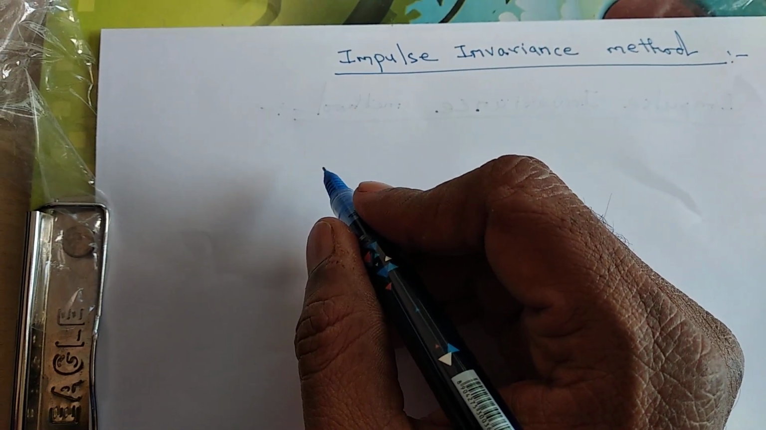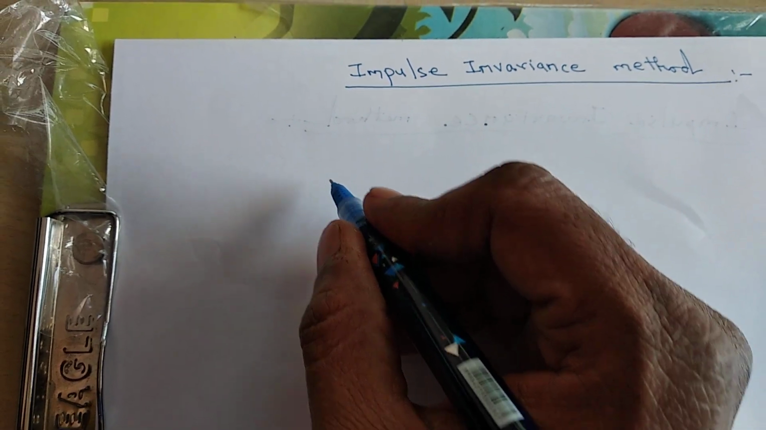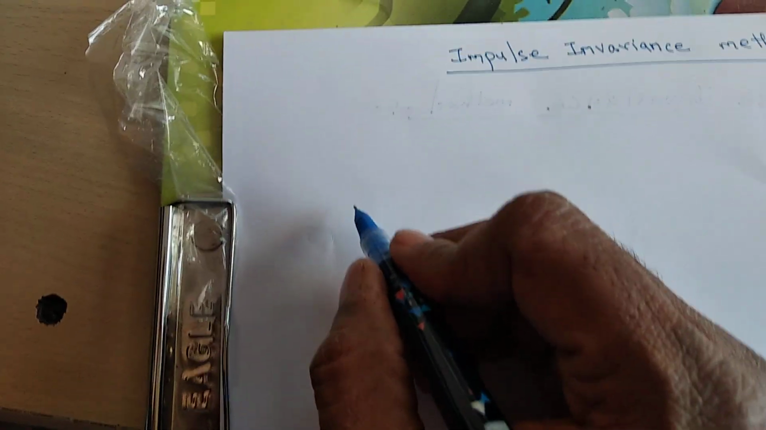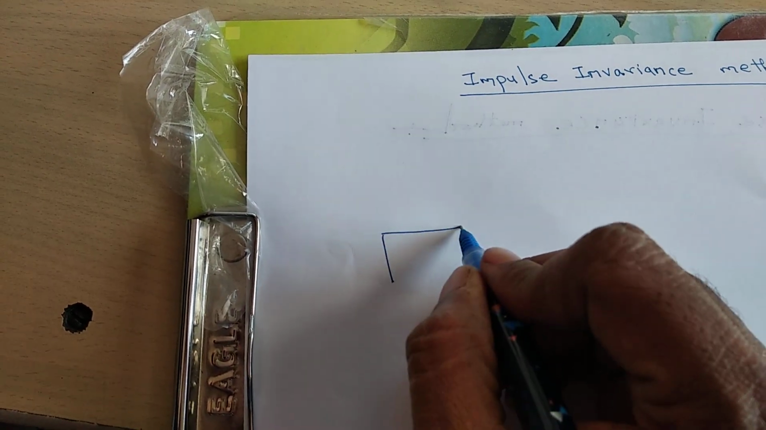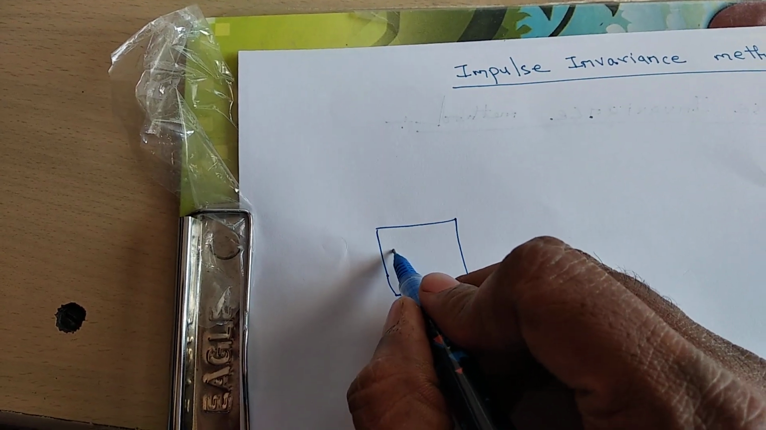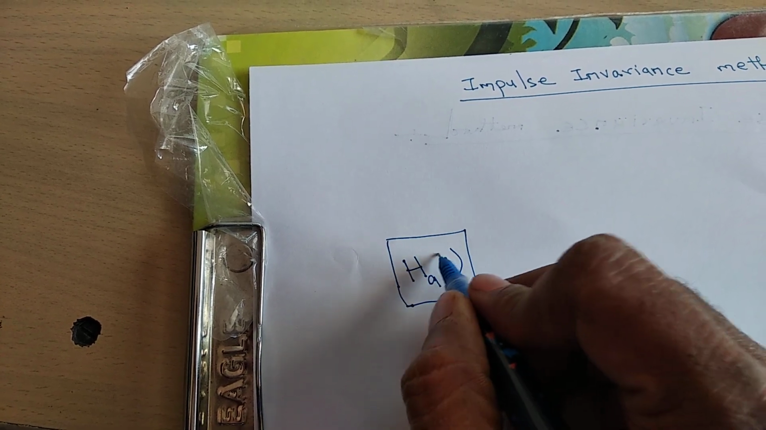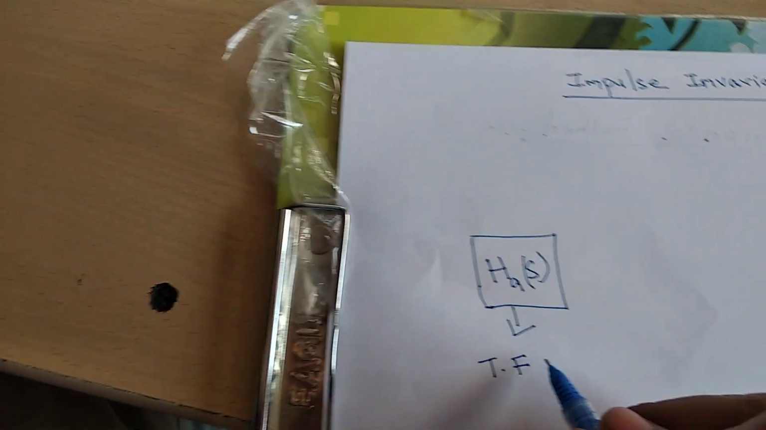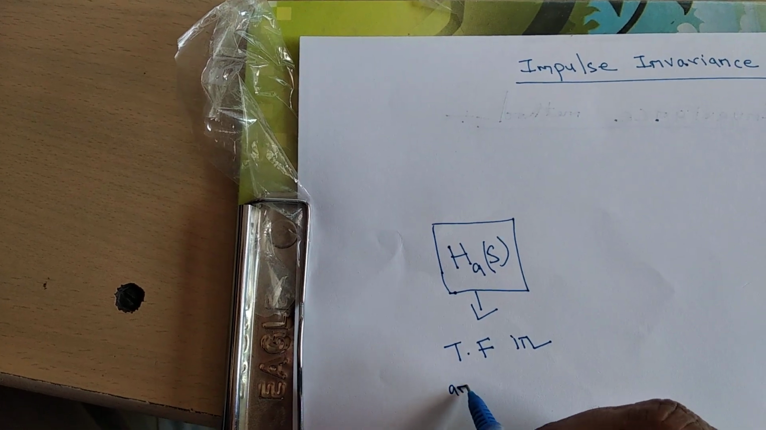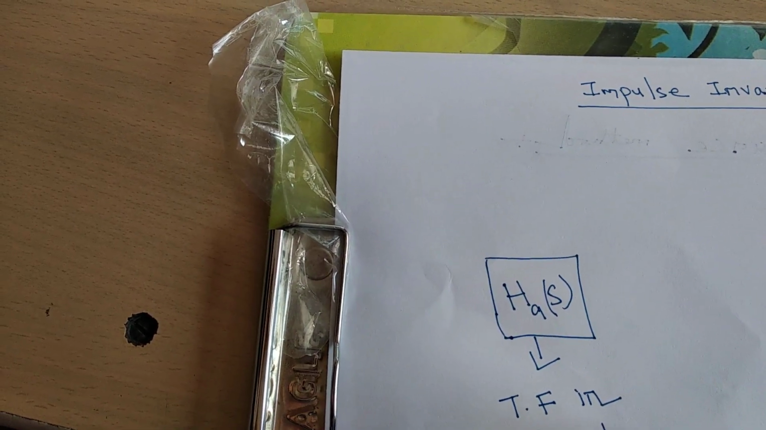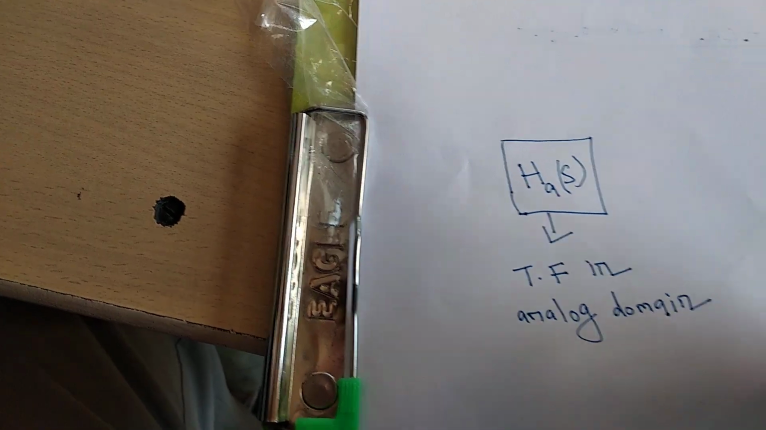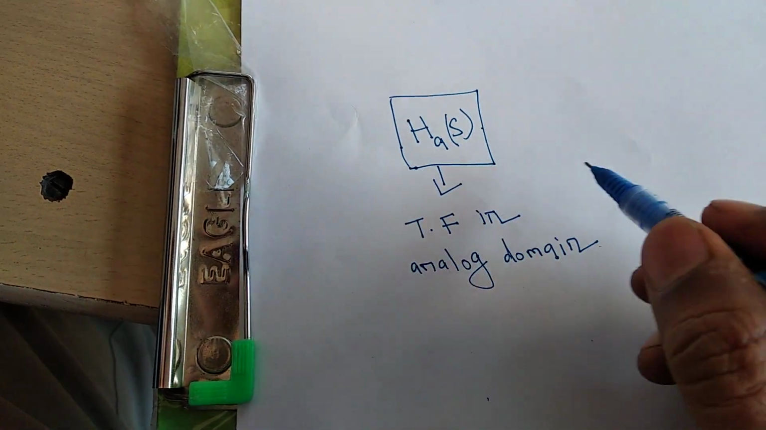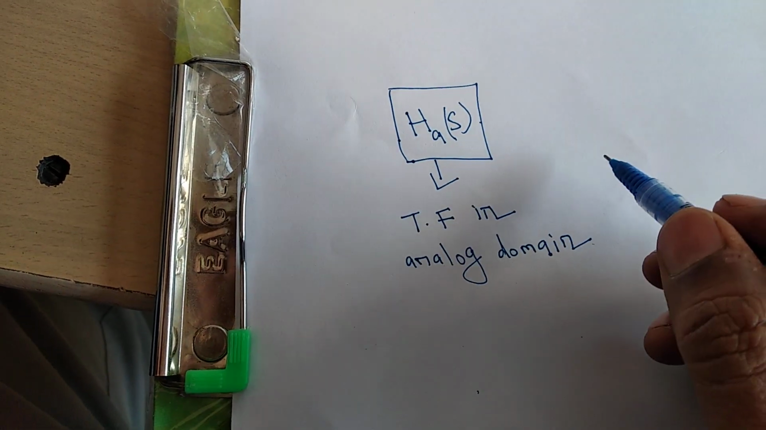So the first input to the process will be a transfer function from the analog domain, that can be given as H a of s, that is, a transfer function in analog domain, where a is said to be an analog function and this H of s represents the function in the Laplace domain.